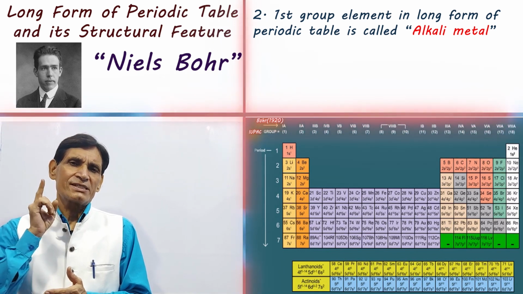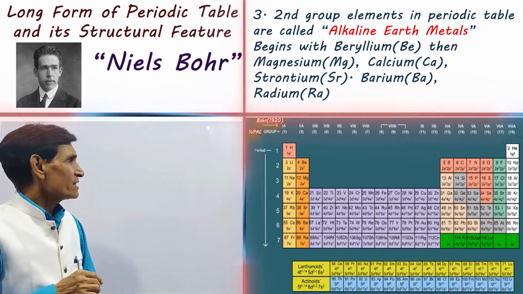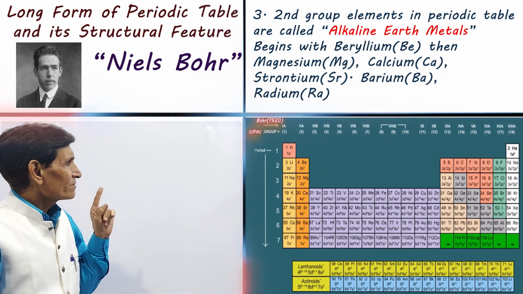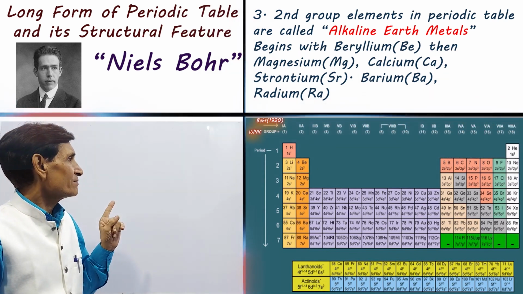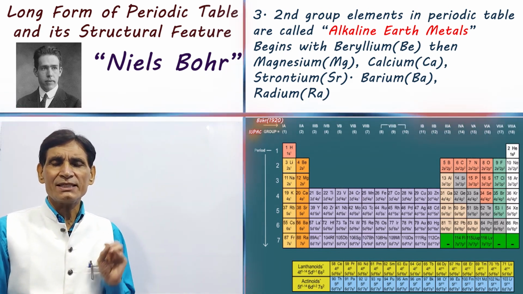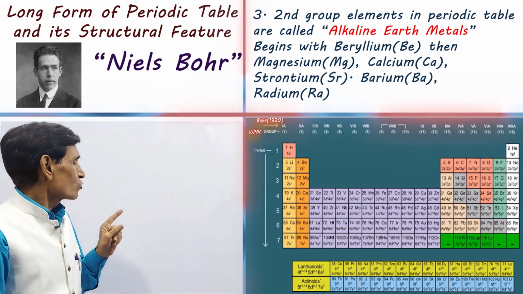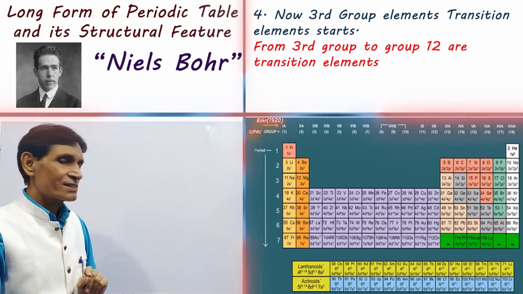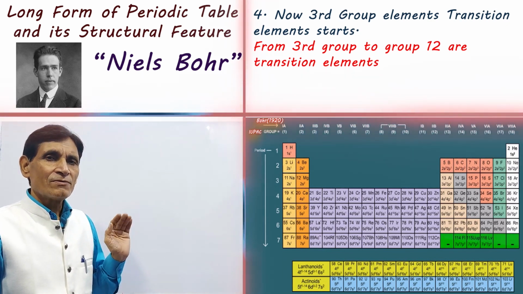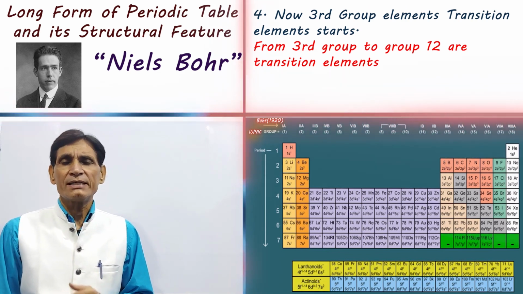Next point, second group. Second group elements in the periodic table begin with beryllium. After that, magnesium, calcium, strontium, barium, radium. Radium is a radioactive element. These elements are called alkaline earth metals. Now, group 3 elements: from group 3, transition elements start. From group 3 to group 12, elements are called transition elements.